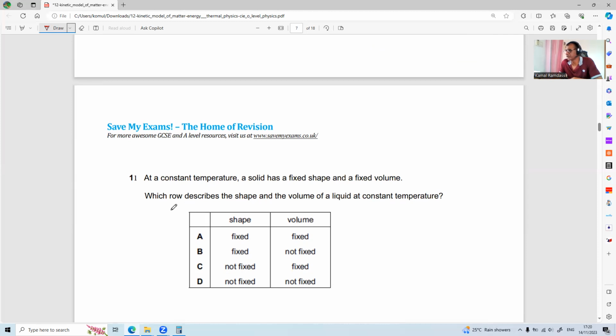At constant temperature, a solid has a fixed shape and a fixed volume. Okay? Which row describes the shape and the volume of a liquid at constant temperature? Because liquid, hein? Shape not fixed. Volume fixed. C'est la réponse.